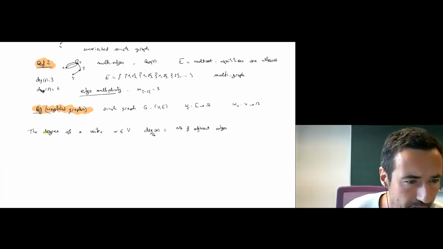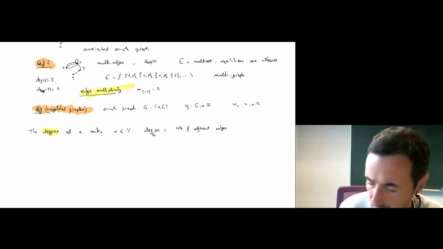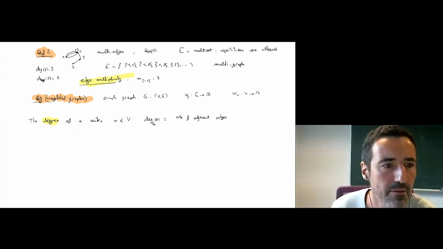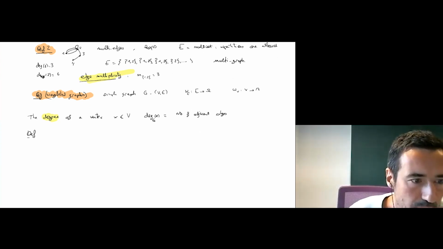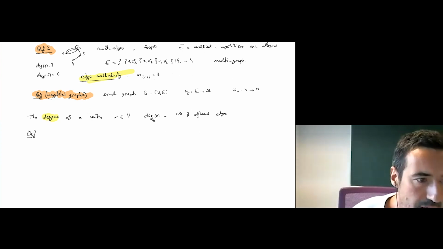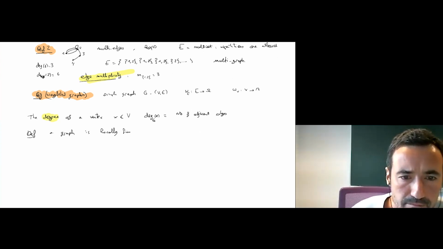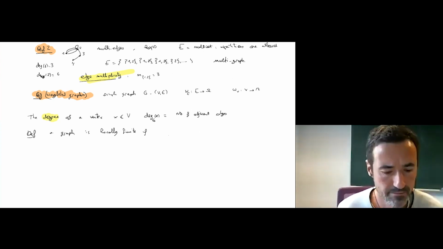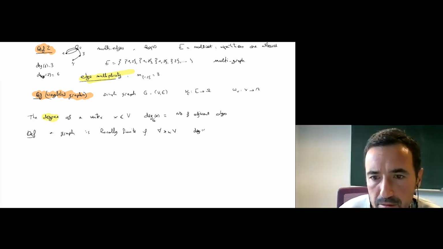And this was the edge multiplicity. Maybe I should put it in yellow also. The vertex set is countable, but in this course we only speak about locally finite graphs. A graph is locally finite if for all vertices the degree is finite.